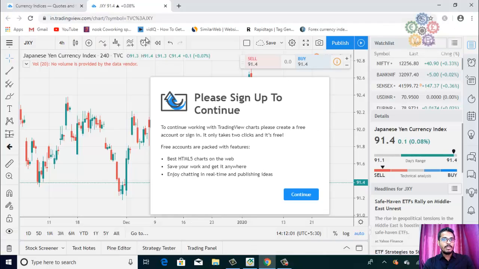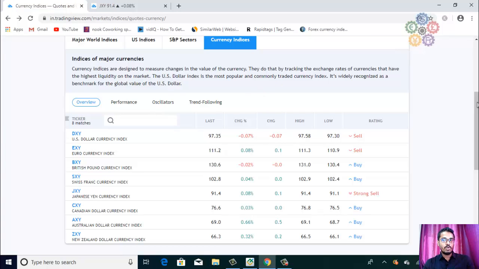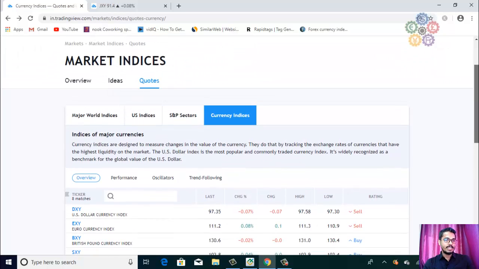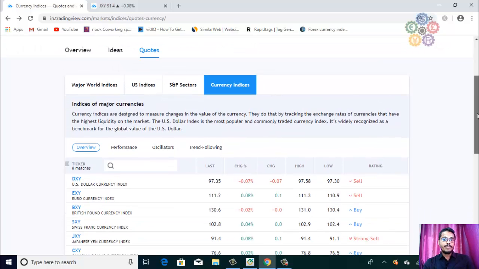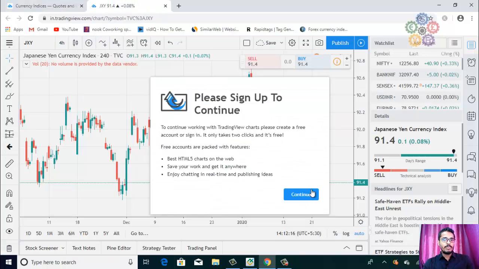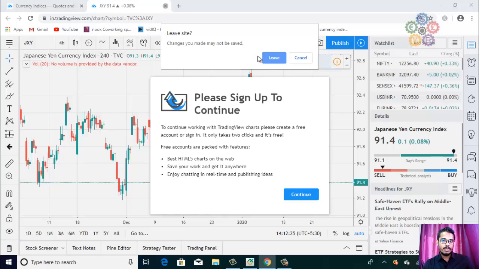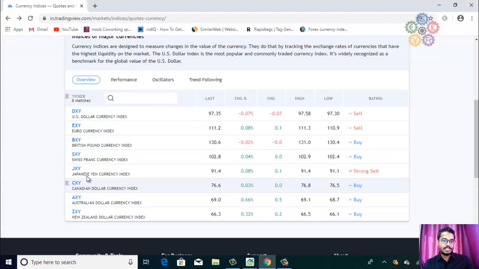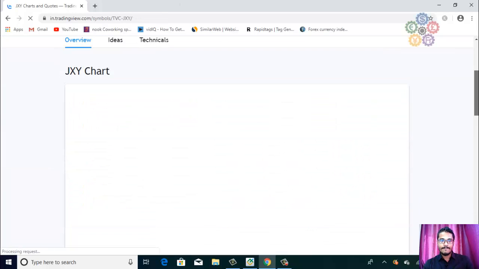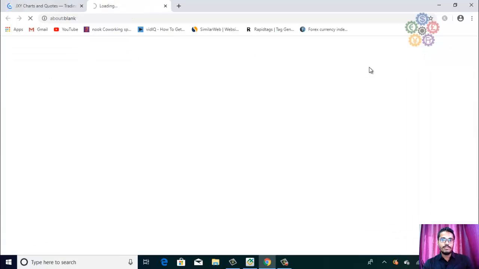In fact, if you go to tradingview.com, it will give you access to all the market indices now. So you can see the currency indices here. And TradingView is obviously going to give you access to these charts as well. But for some reason, if I show you the yen index chart, just hang on. So if you look at the yen index chart on tradingview.com, I'll click on the full featured chart.